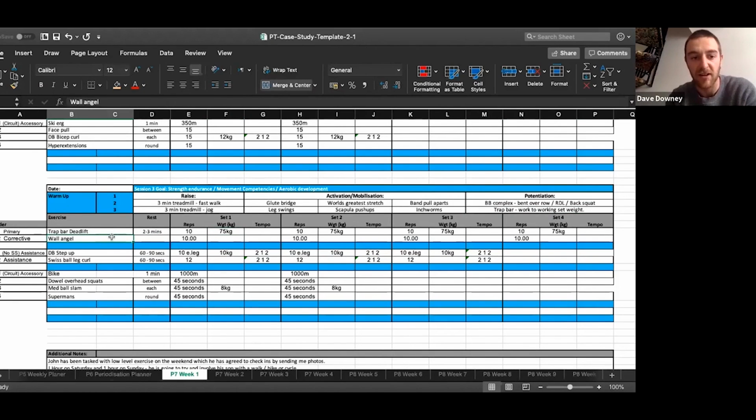His corrective exercise is going to be a wall angel, again targeting that thoracic spine. Assistance work, so dumbbell step up. We've added load to the step up for this as the assistance work. It's very similar in our programming in terms of 10 each leg. Again, we're not coming into a fourth set. That actually shouldn't be there, sorry.